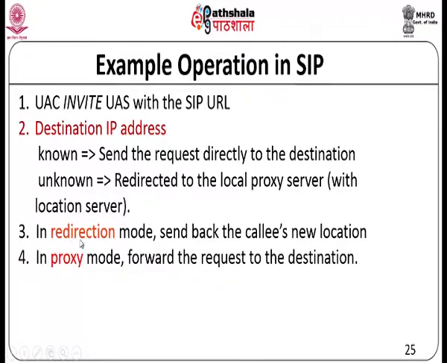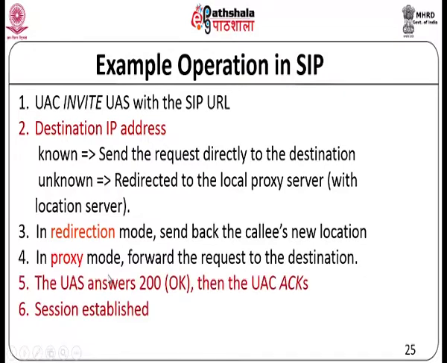So we have something called a redirection mode, in which you will send back the callee's new location, you are redirecting it to this. The other is called a proxy mode, in which it will forward the request to the destination. Okay, so you can see that there are 2 modes, redirection and proxy. So in redirection you send back information about the callee's new location. In proxy, the proxy server will take care of forwarding the request to the destination.